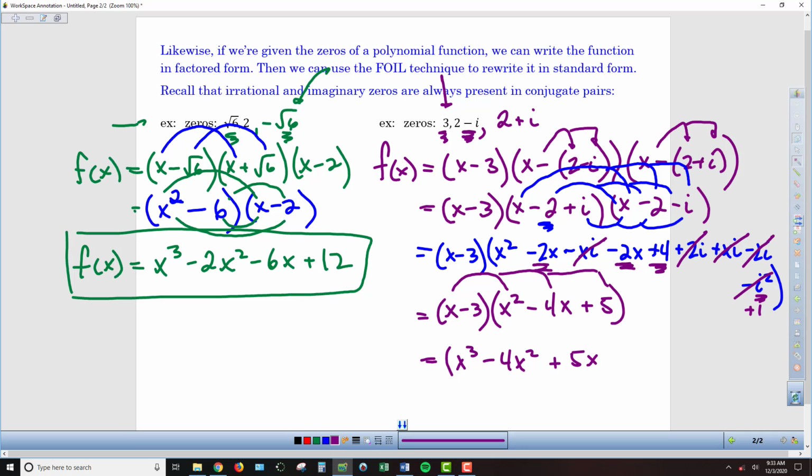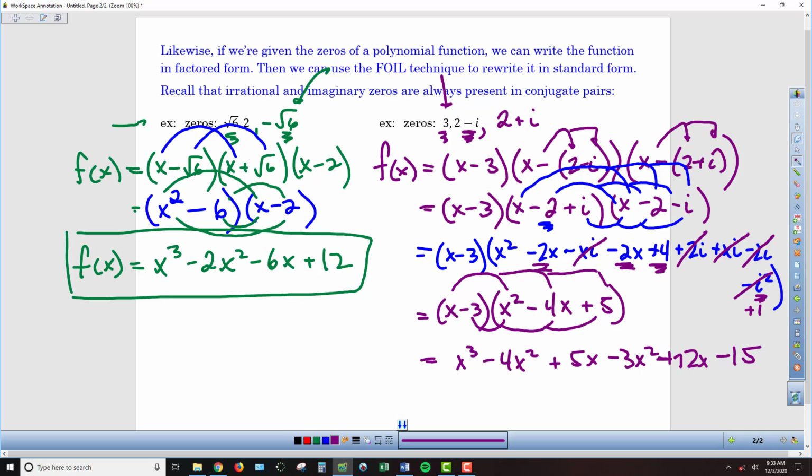And then I'm going to do the same thing with the -3. I get a -3x squared. I get -3 times -4x is +12x. Make sure that looks like a +12x. And then finally, -3 times 5 is -15. So our last, have a straight parenthesis there.